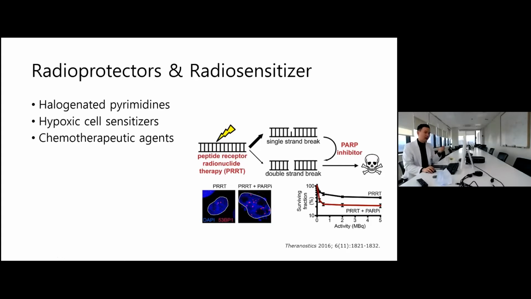And also there are hypoxic cell sensitizers, which increase the radiosensitivity of cells, and some known hypoxic cell sensitizers are nitroimidazole or misonidazole.